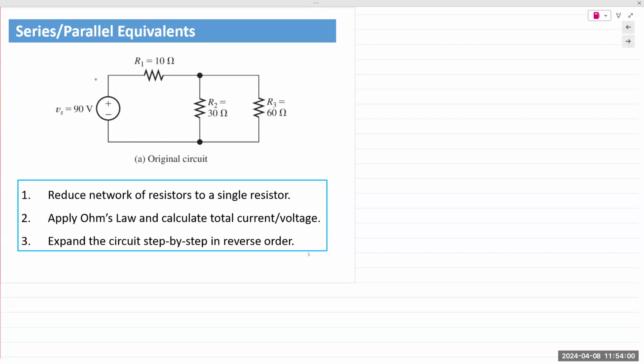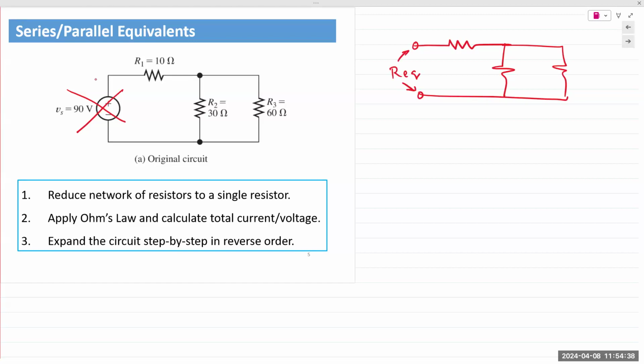So series parallel equivalent analysis, we are going to use the techniques we learned previously, meaning combining resistors in series and parallel, reduce it down to one single resistance as seen by the source, meaning we have to remove the source. Remember the point I just made a few minutes ago? We remove the source from the circuit and we measure Req between those open terminals. So my circuit would look like this. Req measured at the terminals where the source was connected.